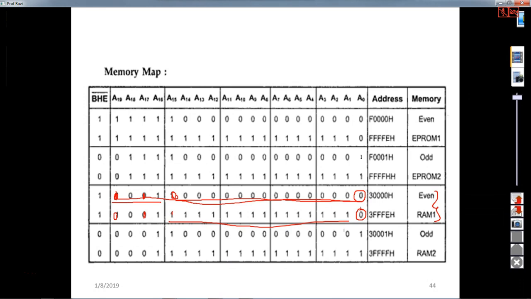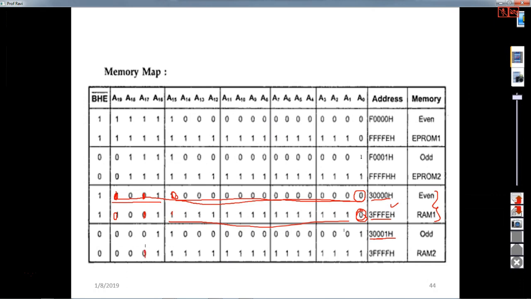So here if you consider the lower bank, you can consider this as 3FFE. So E means here the last address of 30002 to 3FFE. This is the even bank address, the last address is. Right, so then this is 0. Right, and then this is 30001. Odd address would be 30001 to 3FFFF.